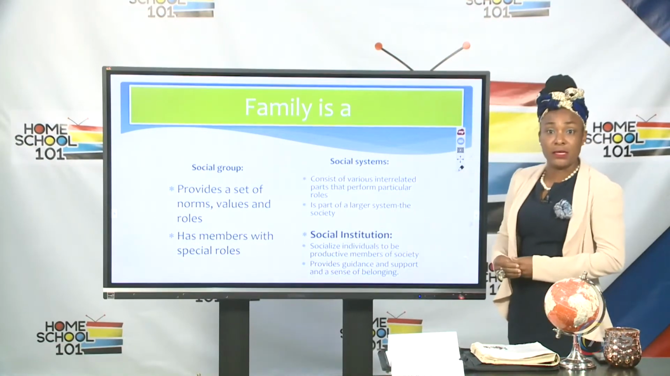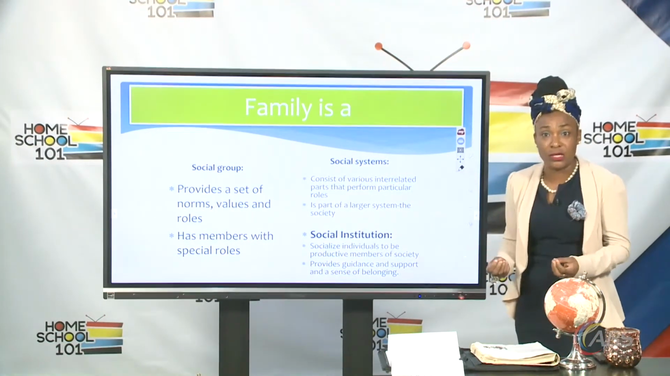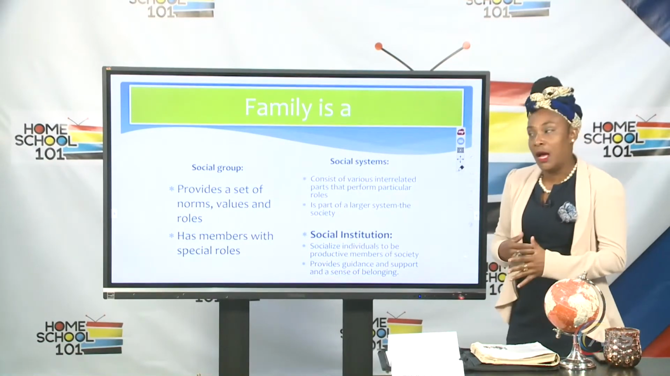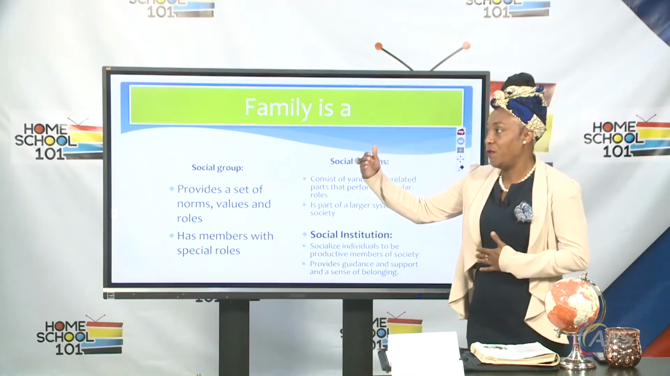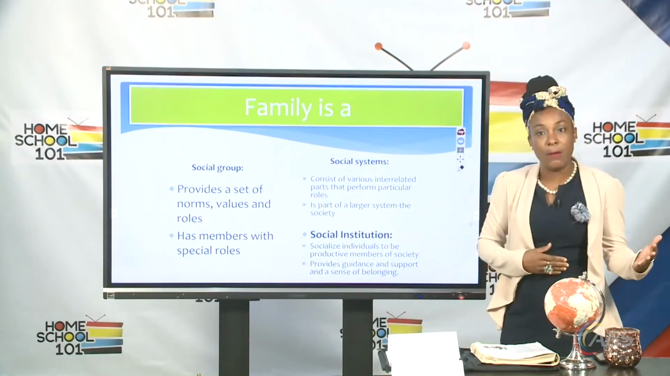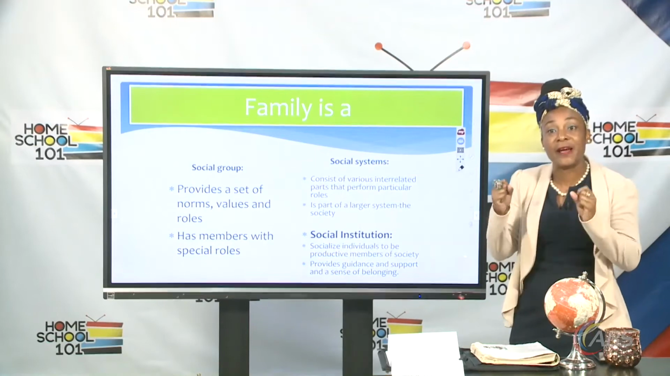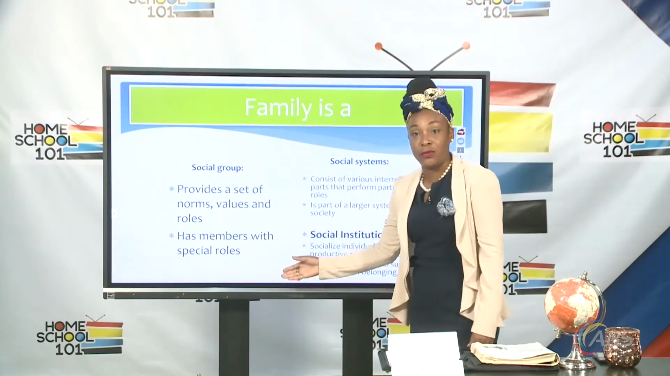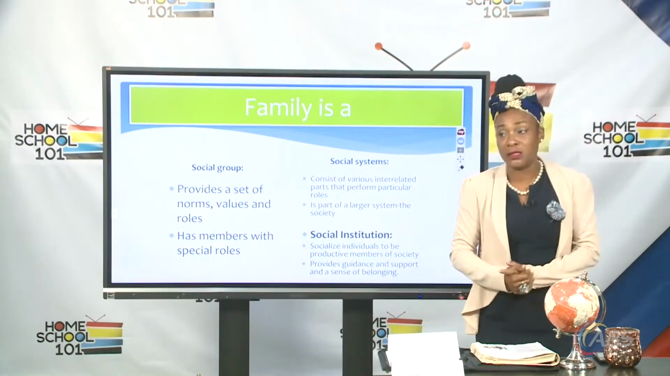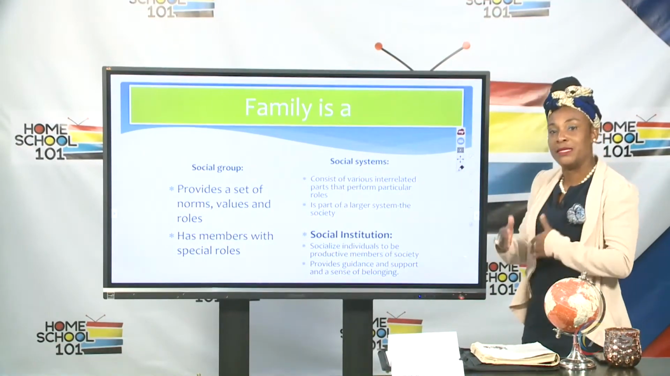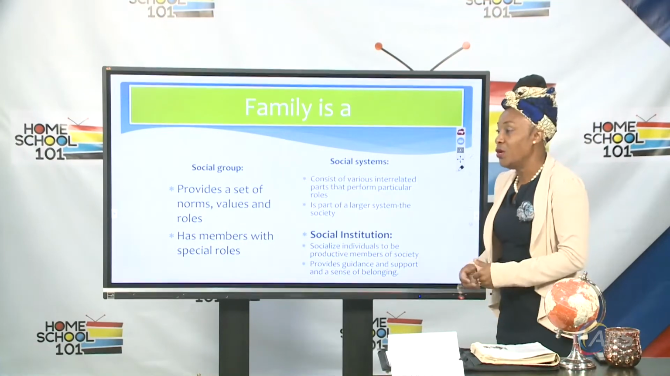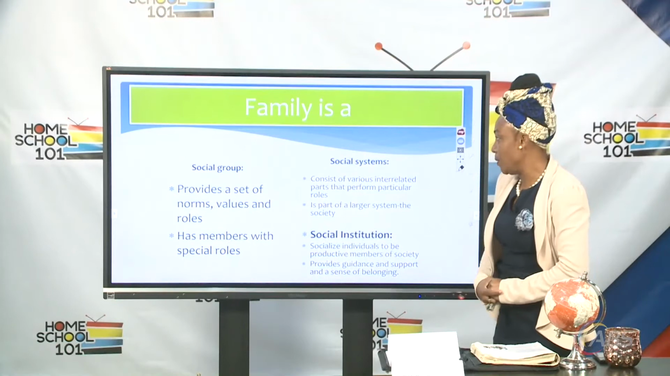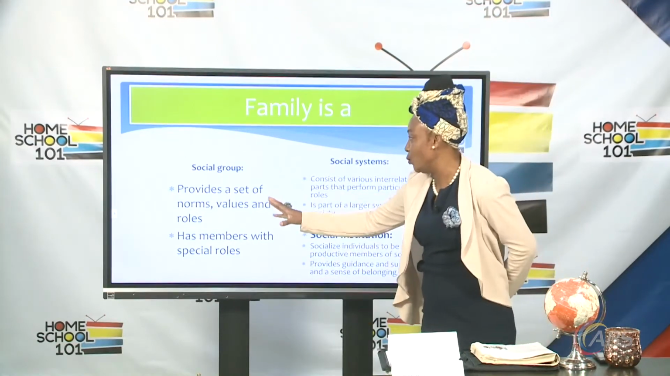All families are governed by rules and regulations. They are also governed by values. What is good for one family might not be good for another, but you value it because it's something that defines your family. It also has members with specific roles. Within your own family settings, you have roles, you have chores, you have things that you do to add to the well-being of your family. So it is known as a social group.